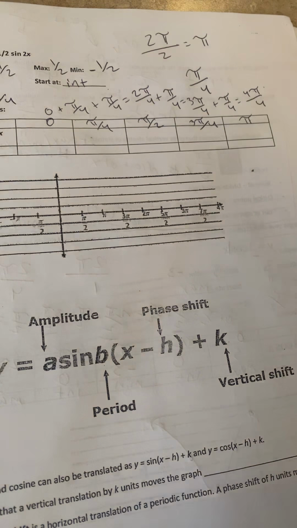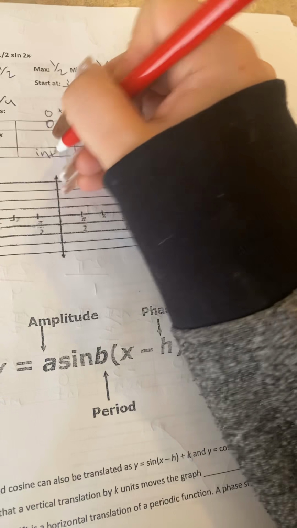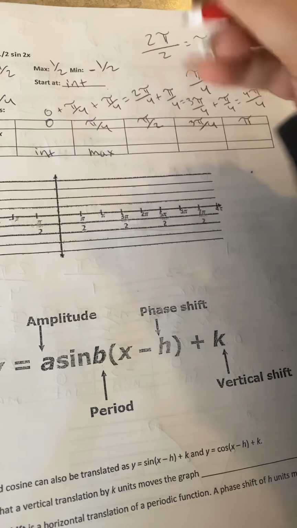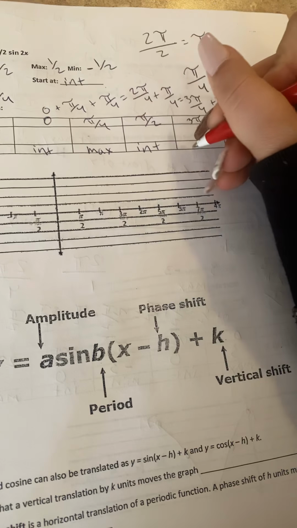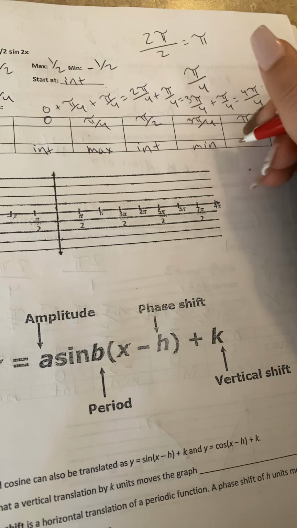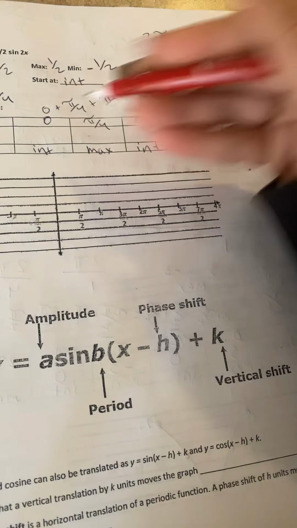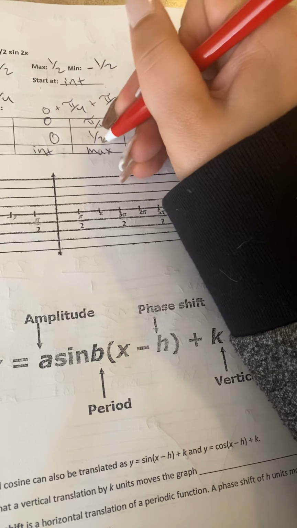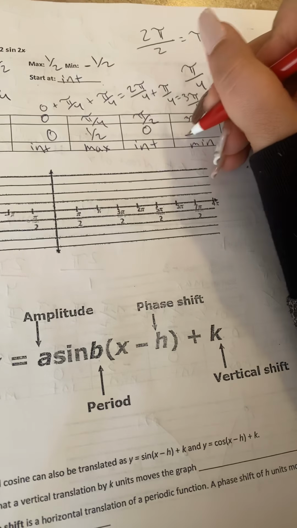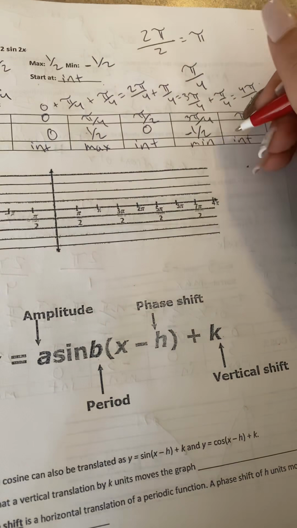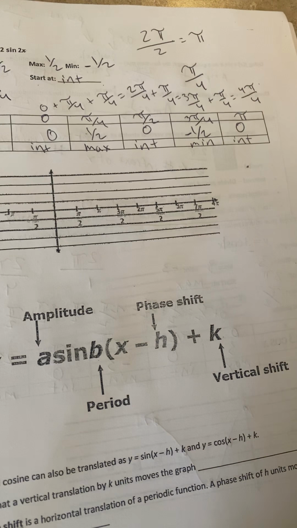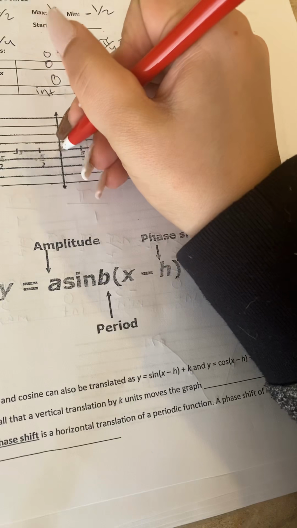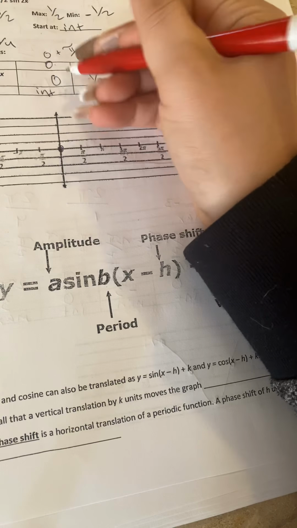Now with sine, because we start at the intercept, that means we go up to our maximum. And then back to our intercept, and then our min, and then back to our intercept. So intercept should be every other point. Okay, so that means that's 0, 1/2, 0, negative 1/2, because that's my minimum, and then back at 0. Okay, so when we graph this, that's at 0, 0 here. That's my first point, 0, 0.